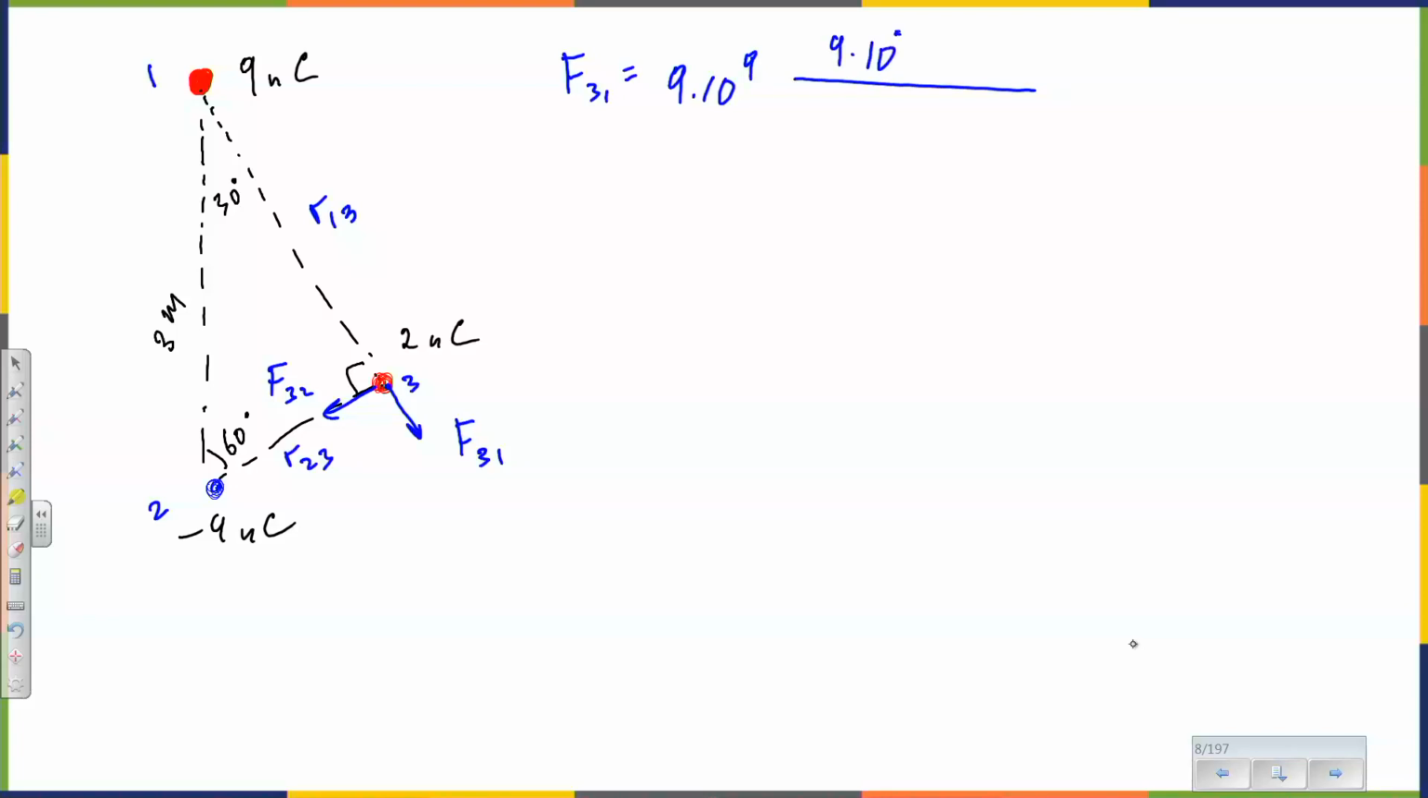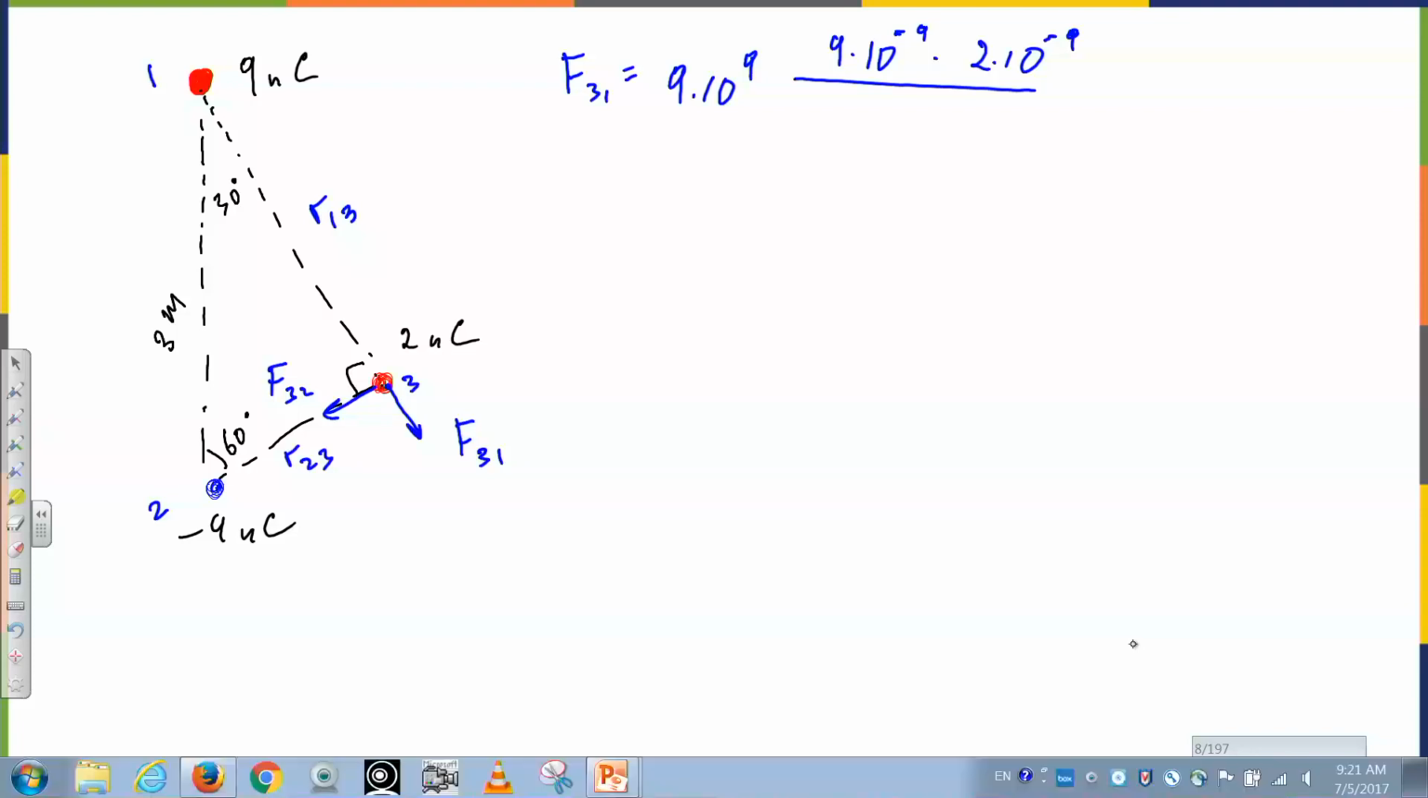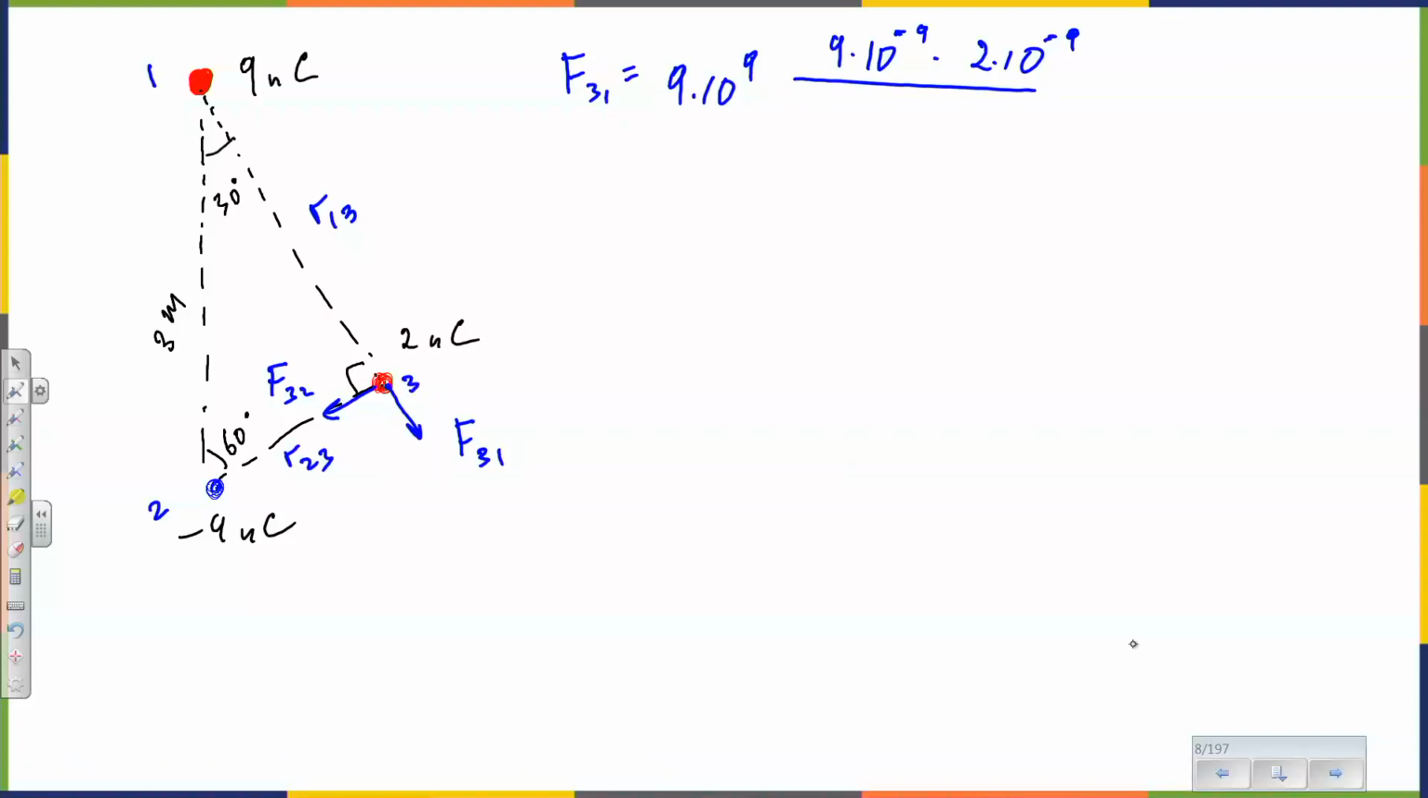nanocoulombs, 2 nanocoulombs, and well, the distance should come up from the triangle. So that should be equal to hypotenuse times cosine of this angle squared.